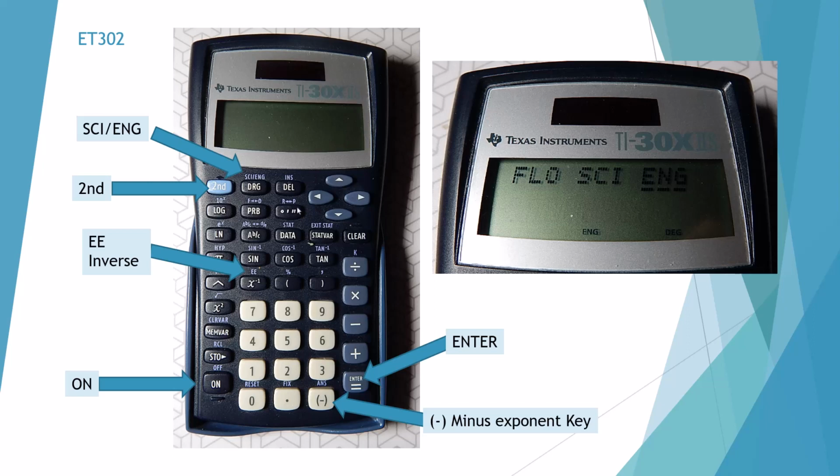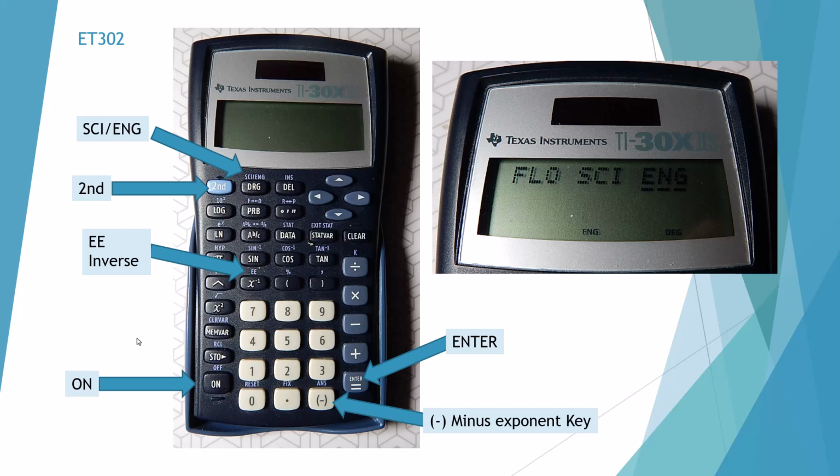The first thing we need to do is turn it on. Here's the on button. To turn it off, we need to use our blue button here, second, off. So the white keys on top are the primary keys, and the secondary function is accessed by pressing the second button and then the blue function.